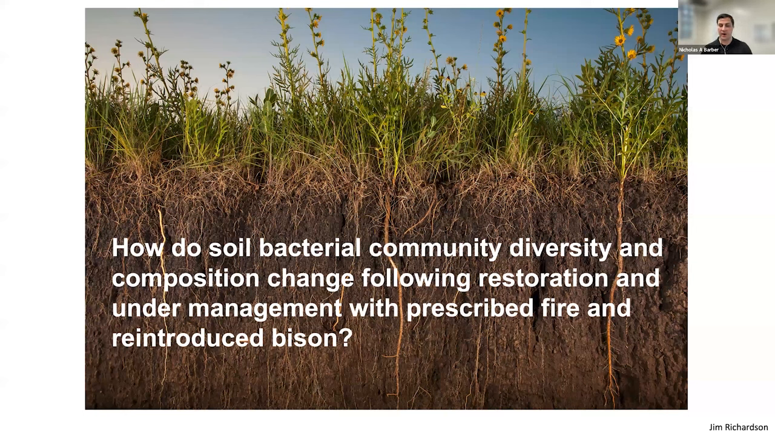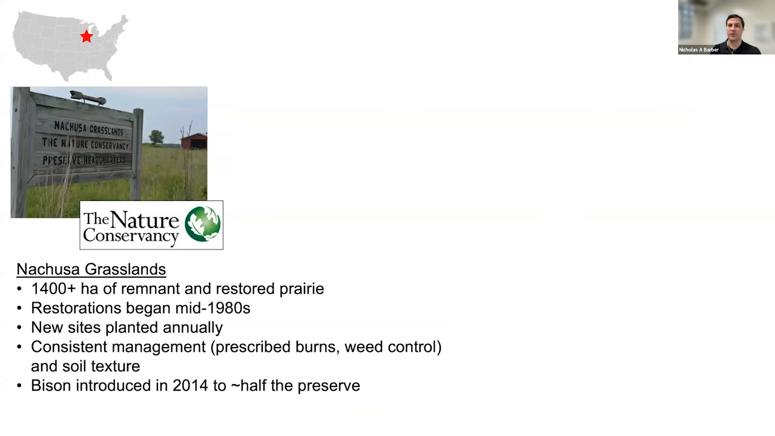We worked at Nachusa Grasslands, a large ecosystem restoration project owned and operated by the Nature Conservancy that includes original unplowed prairie remnants and where the staff and volunteers have been carrying out restoration since the mid-1980s. Each year they plant new sites, usually former ag fields, and they're slowly expanding the reserve. And the methods they use are really helpful for scientists because they use very consistent methods to seed and manage these sites with regular weed control and prescribed fire, all on very similar soil textures.